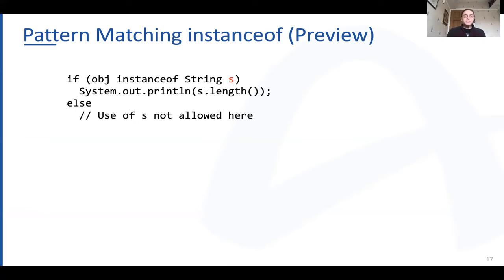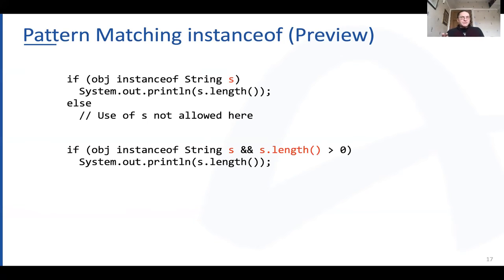However, if we tried to use s in the else branch of the if statement, because obj is not an instance of String, we won't have an assignment to s because it isn't a String, so we couldn't use s in that situation. The compiler would reject it as an error.